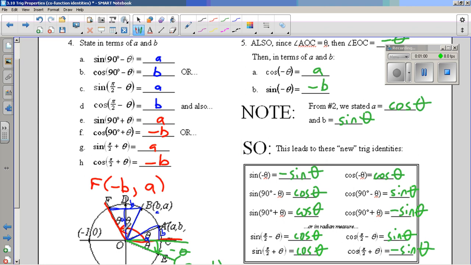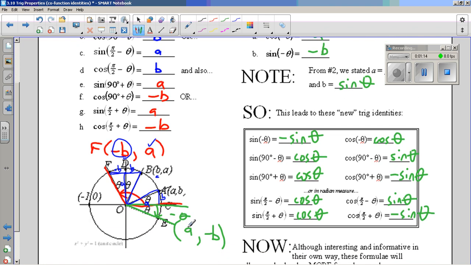Similarly over here, for this little triangle, this little thing is B, except it's to the left, so that's why the x coordinate is negative, and then the y coordinate is the same as this one. And when I get to the negative theta, the x coordinate stays the same, but the y coordinate is negative.